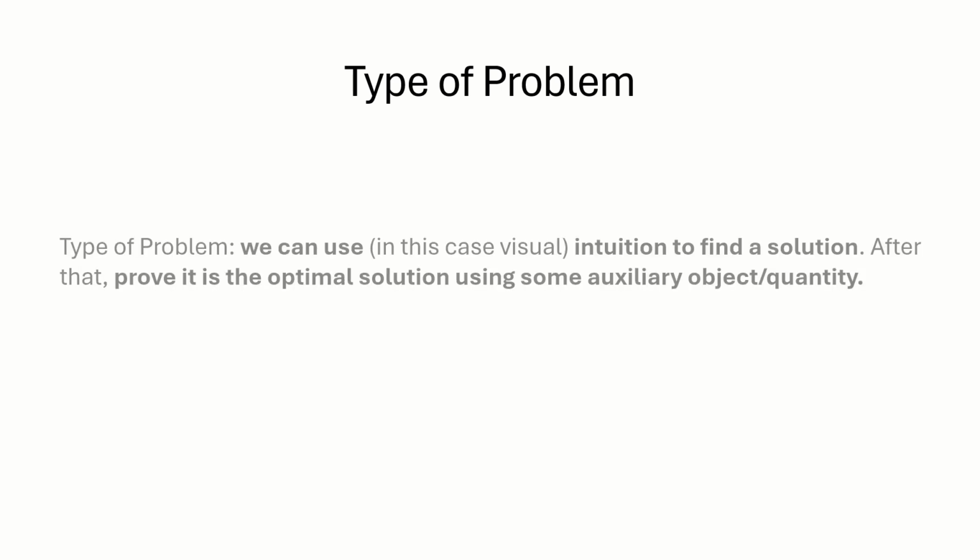Today we're going to look at a Putnam problem from 2021, specifically problem A1. Like many of the easier Putnam problems, this is going to be the type of problem where we can use intuition or investigation of simple cases to guess the optimal solution, and then we prove the solution is optimal using some auxiliary object or quantity defined from the objects that feature in our problem.